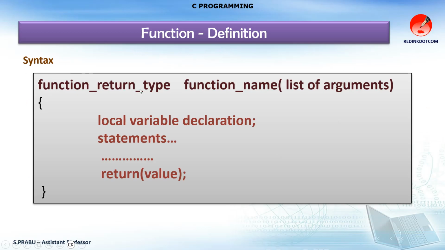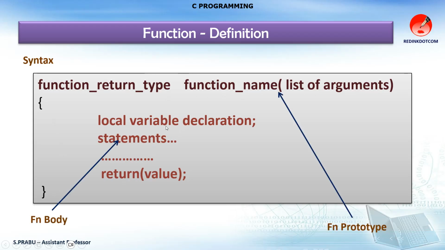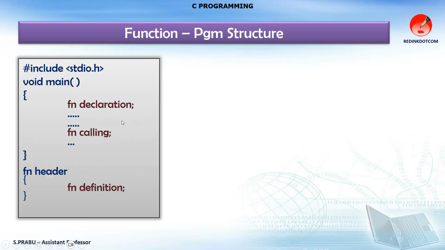It contains function return type, function name and list of arguments. This function header is called prototype of the function. In between the open brace and closed brace, this part is called function body. So these two parts collectively are called function definition. So when we write a C program using function, we should define a function, then we should declare the function, then we should call the function wherever necessary.